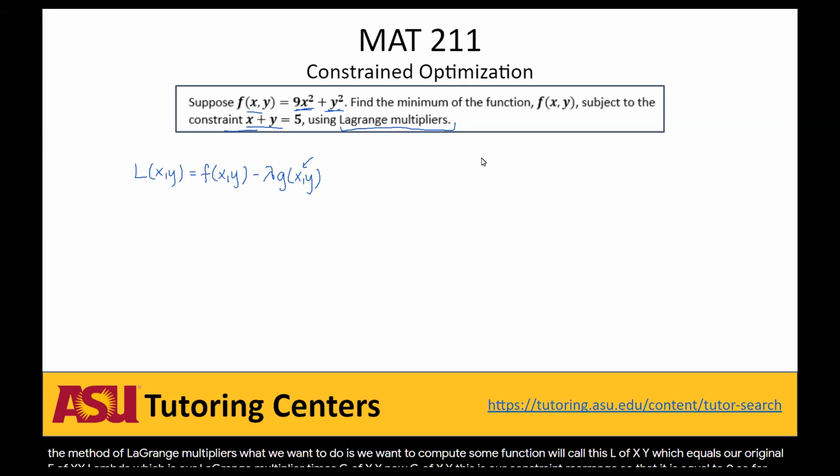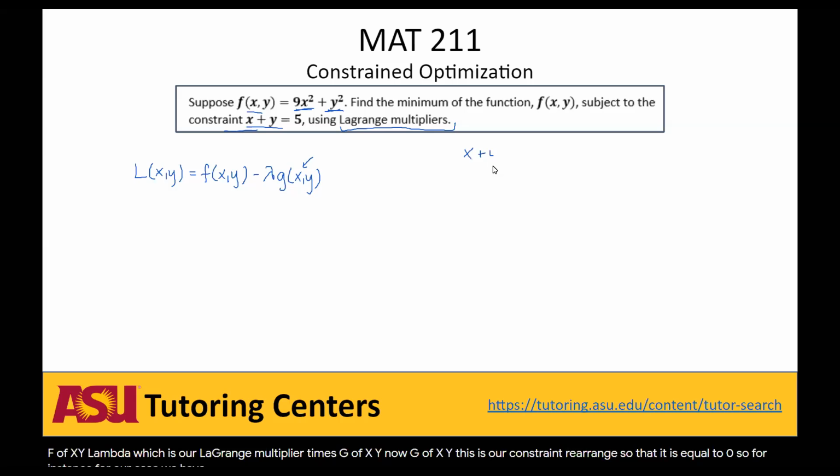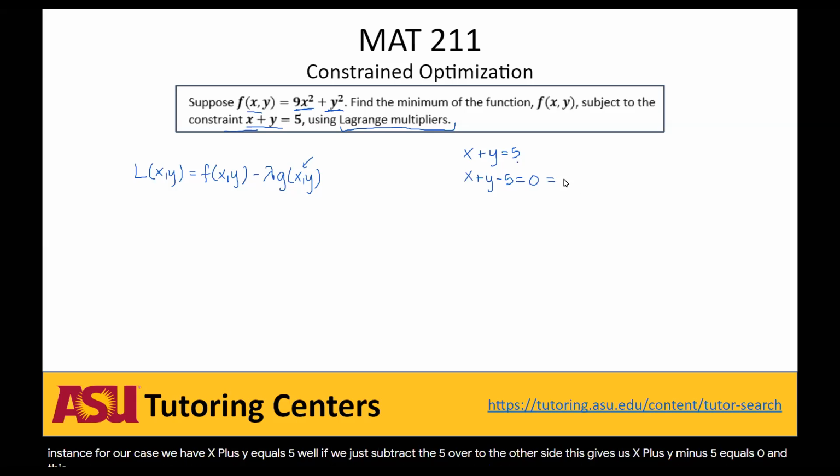So for instance, for our case, we have x plus y equals 5. Well, if we just subtract the 5 over to the other side, this gives us x plus y minus 5 equals 0. And this is going to be our g of x, y.